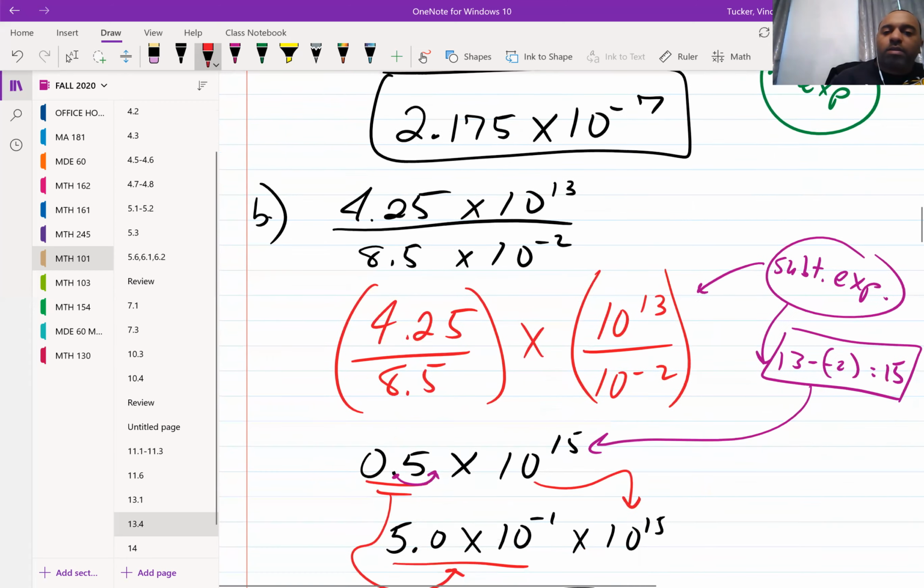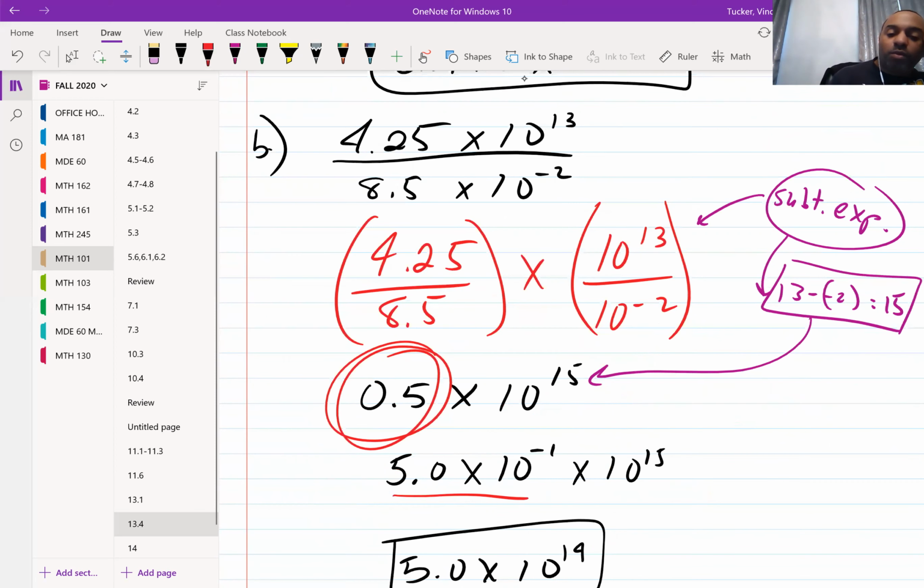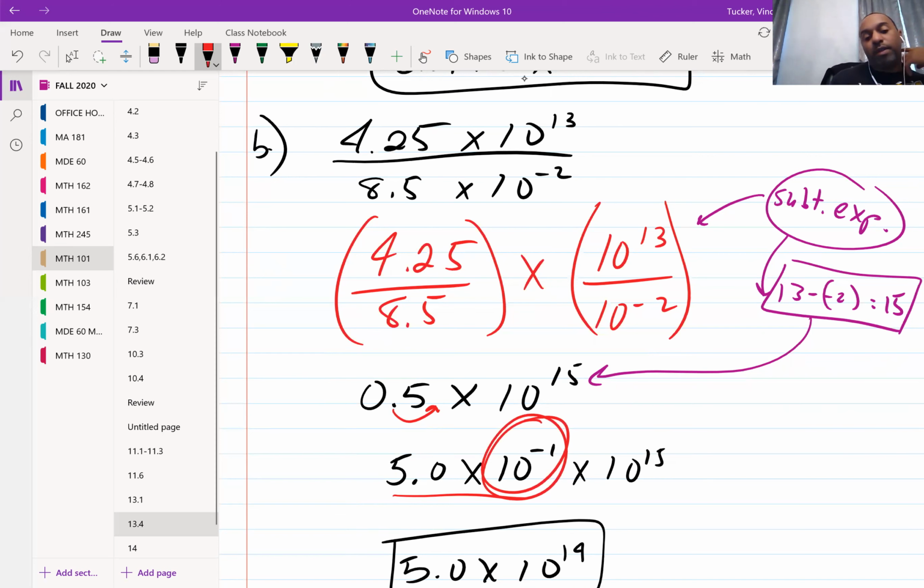All right. Erase some of this stuff. All right, so now we have 0.5. But remember, this number has to be in between 1 and 10. So to make it a number that's in between 1 and 10, we can move the decimal to the right one. That'll turn it to 5. And then that move of the decimal to the right gives us the exponent of 10 to the negative first power.